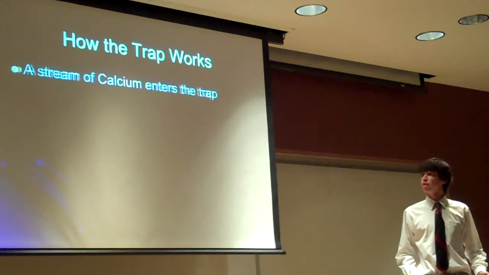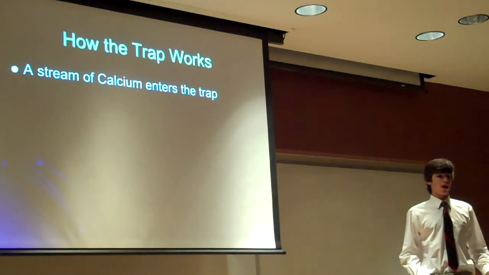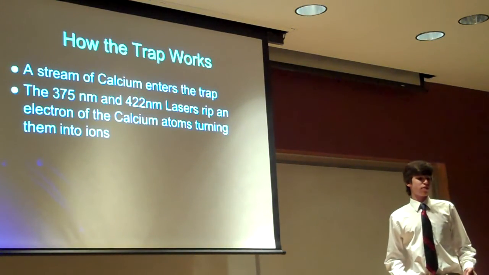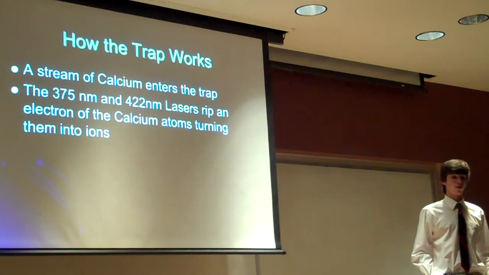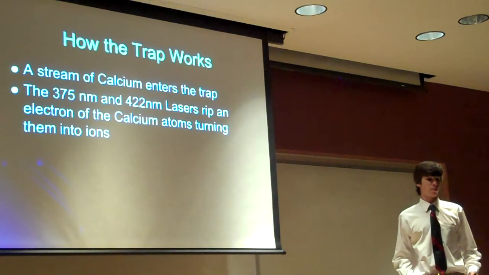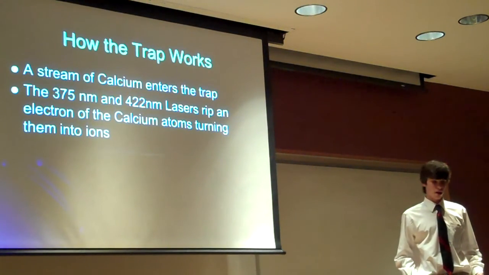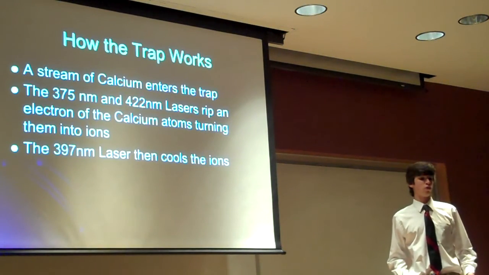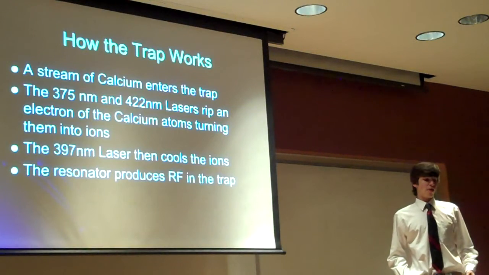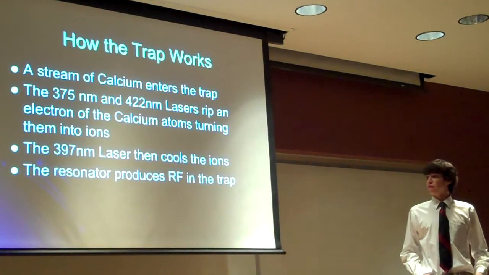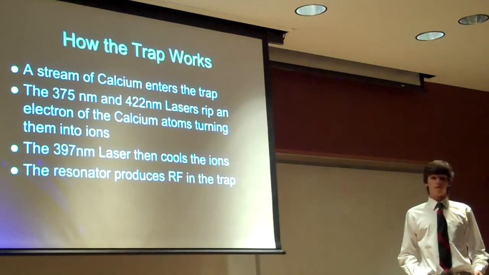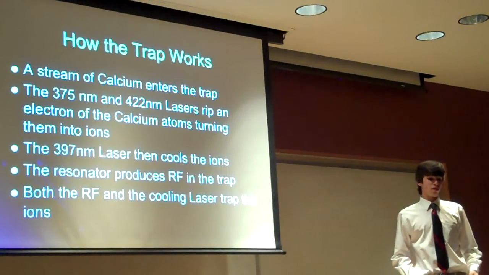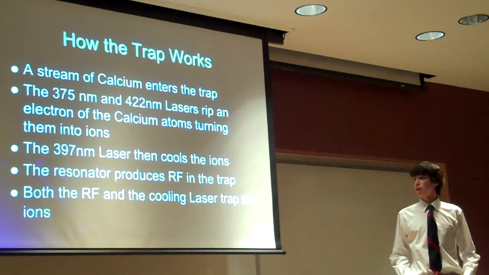So how the trap works. A stream of calcium enters the trap, and then the 375 and 422 nanometer lasers rip an electron off the calcium, turning it into Ca+, which is the ion. And then the 397 nanometer laser is what cools the ion. And then a resonator that is attached to the trap produces an RF signal, and that in conjunction with the cooling laser is what traps the ions.